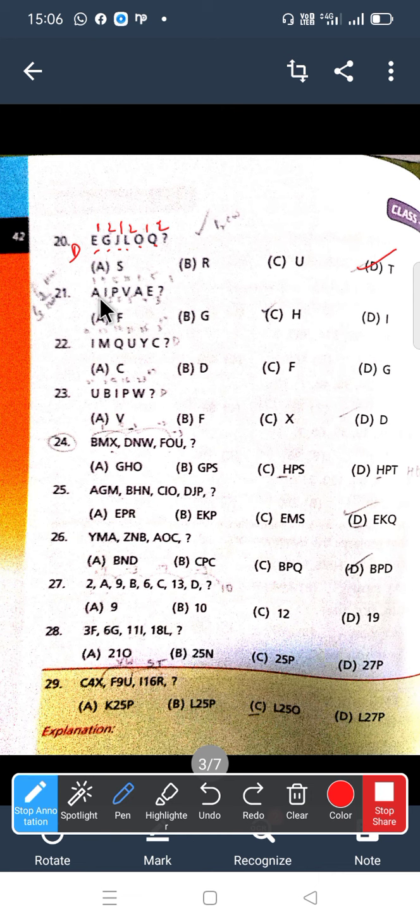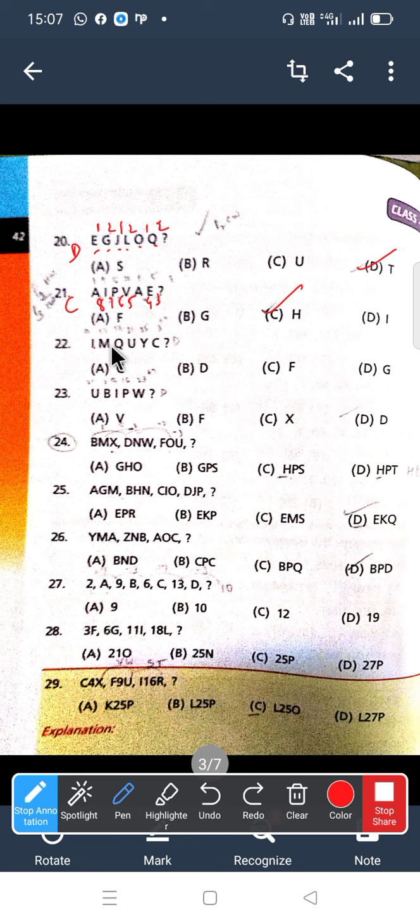Coming to the 21st one, A, I, P, V, A, E. That means what is the gap between each and every letter I am checking. So in between these two 8 letters, 7 letters gap is there. Here 6 is there, 5 is there, 4 is there. So next 3 letters gap should be there, right? So with 3 letters gap means there is only one option, option C.